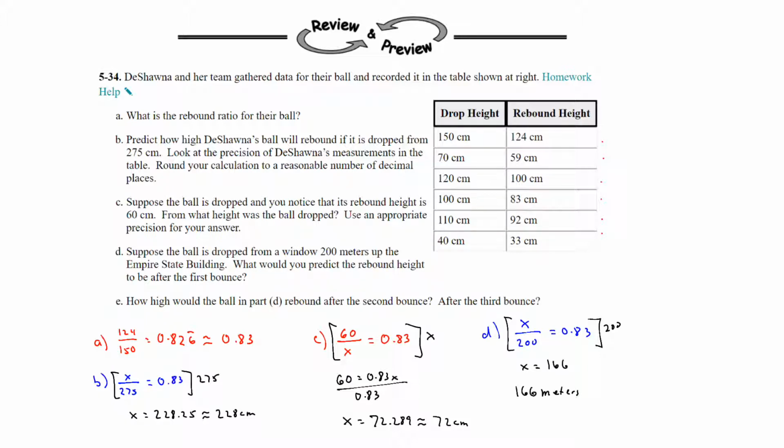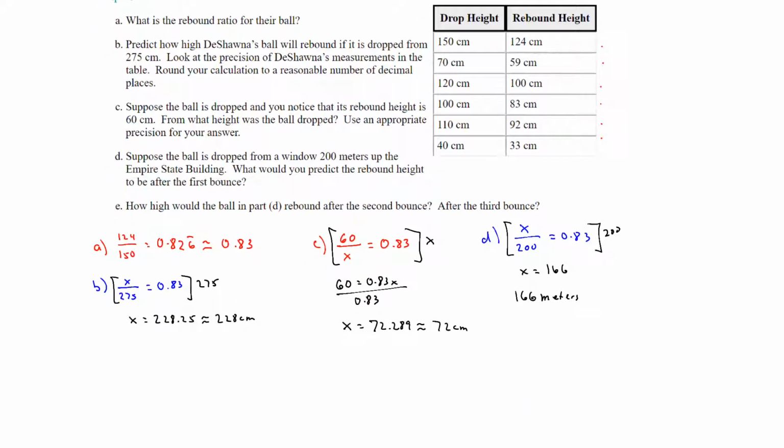And on E, it says, how high would the ball in part D rebound after the second bounce, after the third bounce? So if we continue this on part E and say, okay, well now it's at a height of 166, that's our new drop height. What is the rebound height going to be? Once again, approximately the rebound ratio of 0.83.